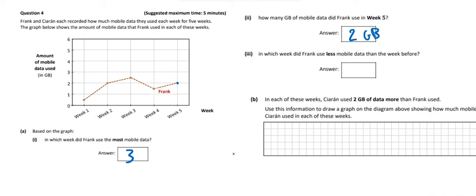In which week did Frank use less mobile data than the week before? So what you're looking for here is where the graph goes down, basically. So the only place that the graph falls from left to right is here. All of the other points, if you look, the following week they all go up, or it rises from each of those points. So it's week 3.